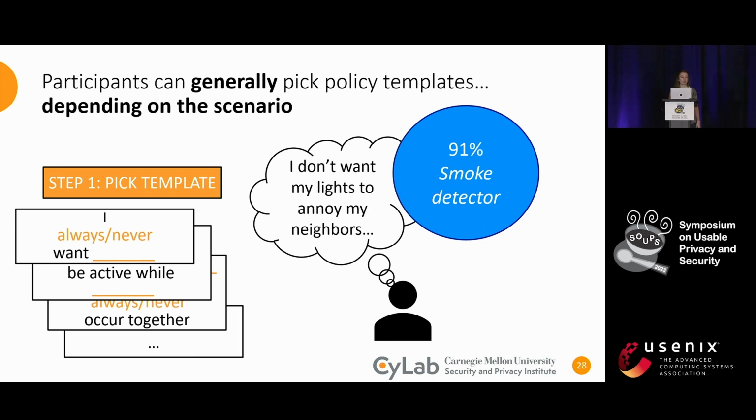But the results did vary depending on which scenario we gave them. For this other scenario, we told them that we have some automations installed that cause the lights to blink, but we don't want to annoy the neighbors too much, so they shouldn't blink for more than half an hour. And in this case, only 71% of the participants picked an appropriate template, but still most people were successful at doing this.